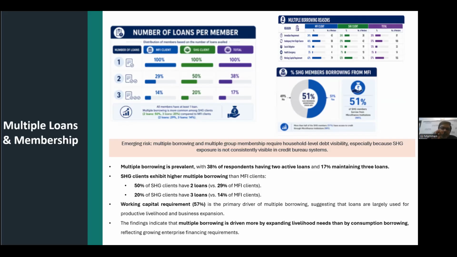I missed that point. You are showing the number of loans 1, 2, 3, and you're saying MFI client 100%, 29%, 14%, SHG client. So what does it mean? One loan means it's one from MFI and one from SHG? So one loan is their own loan. An MFI client has one loan from MFI, which I've mentioned 100%.